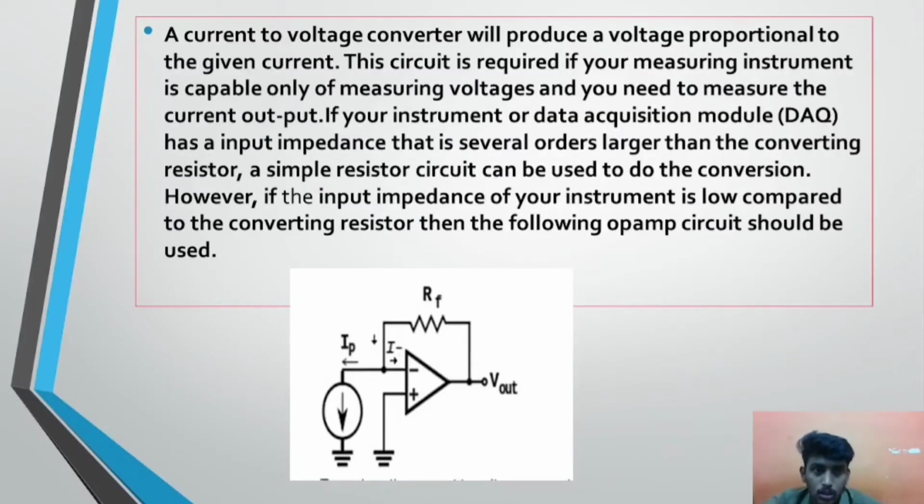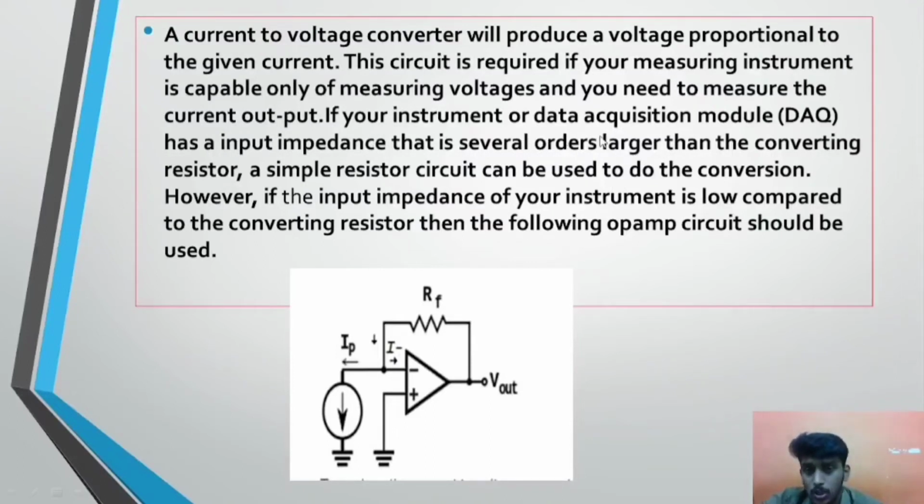We must go to the next slide. It is the current to voltage converter diagram. A current to voltage converter produces a voltage proportional to the given current. This circuit is required if your measuring instrument is capable of measuring only voltage. Only the voltage can be measured from this opamp circuit, while you need to measure the current output.